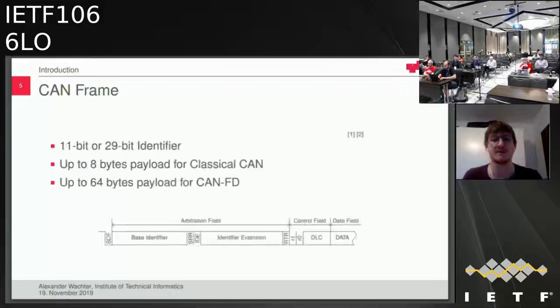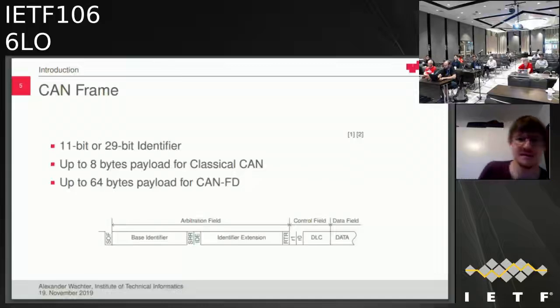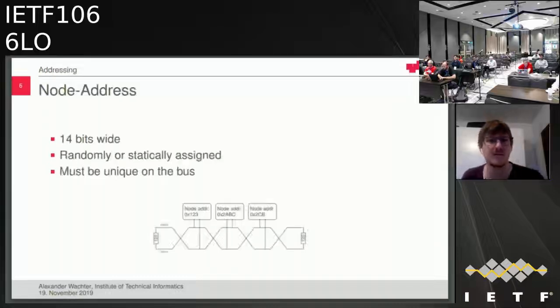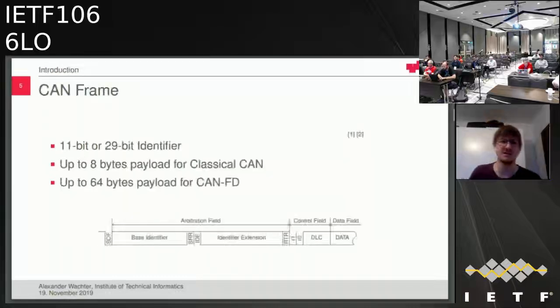This is what a CAN frame looks like. We have either 11-bit or 29-bit identifiers, but those identifiers are not node addresses; they identify frames. We have up to 8 bytes of payload in classical CAN and 64 bytes of payload for the flexible data rate frames. But for IP version 6, we need node addresses.